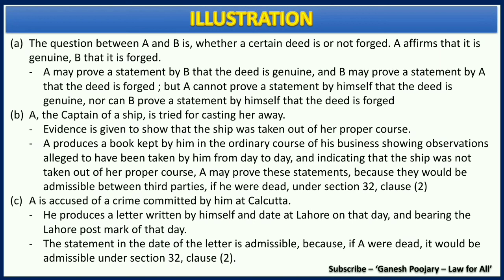Illustration C is a classic example of plea of alibi, which we have already discussed, where there was a crime and the person accused here, Mr. A, says that he was not there at the crime spot, he was somewhere else. Now, if he is producing evidence for the same, then his admission is relevant, because if he were dead, all the evidence that he had and submitted will become relevant under section 32 clause 2.